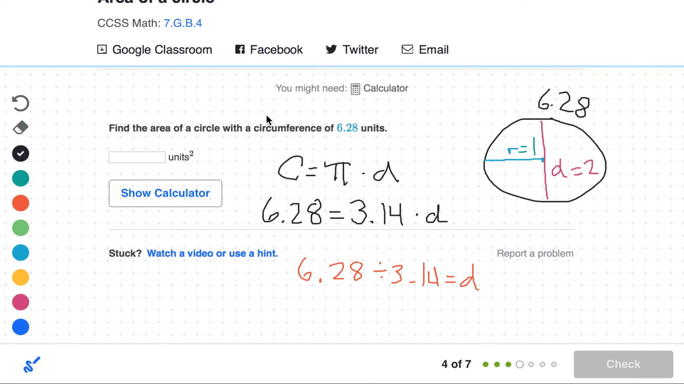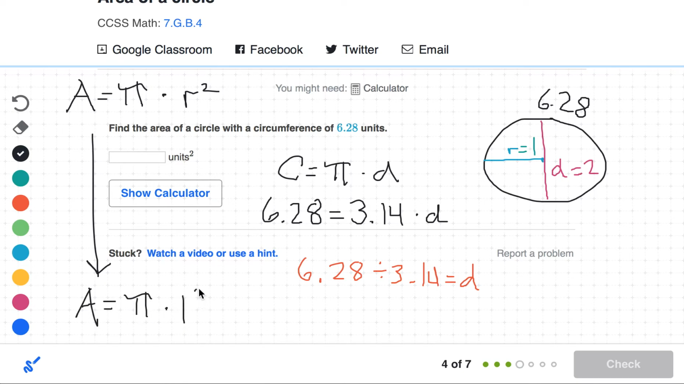And now we have the ingredient we need to find the area of the circle, because area equals pi times radius squared. And the radius here is 1. So the area of the circle is pi times 1 squared, which is just 1. So our answer is just pi, or 3.14.